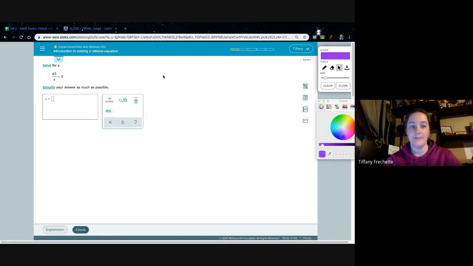Clear that out. Okay, with this one, we're going to do the same thing. 63 divided by x equals 3. So we need to figure out what we divide 63 by in order to get 3. We don't want the x on the bottom, so we multiply by x on both sides. This cancels, 63 comes down. We have 3x. And then we need to divide one more time.